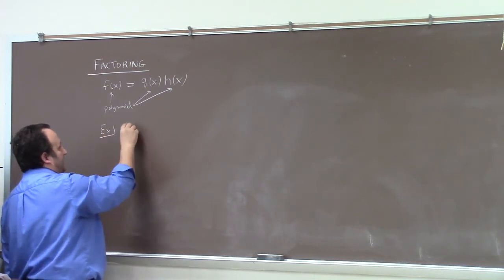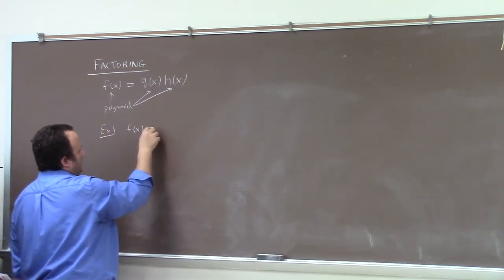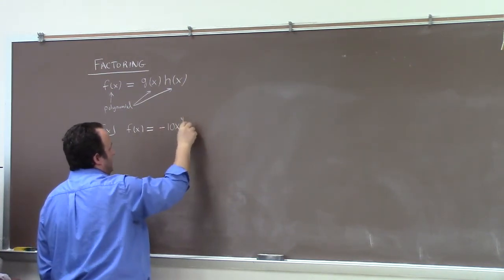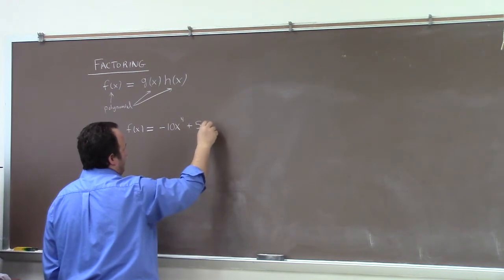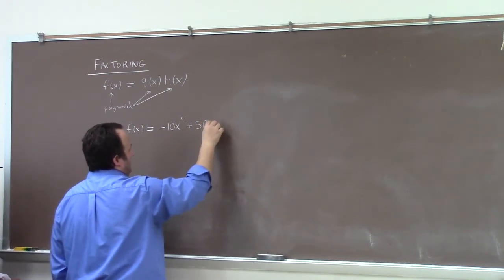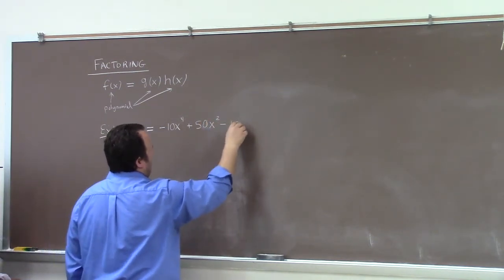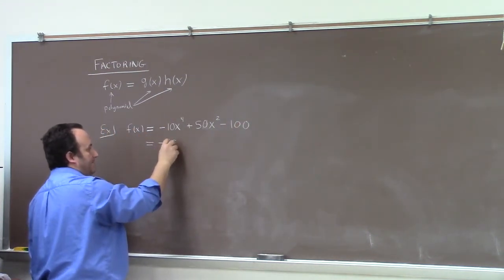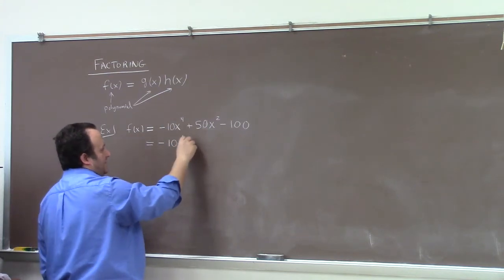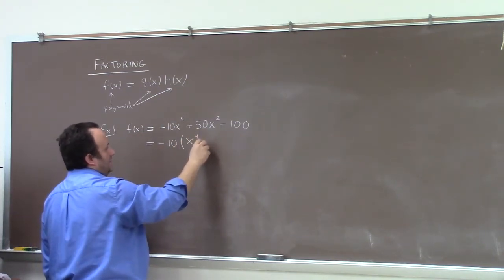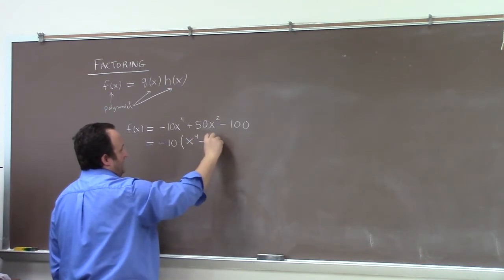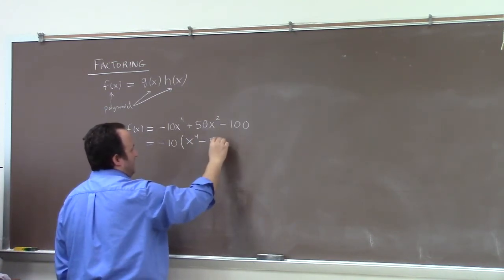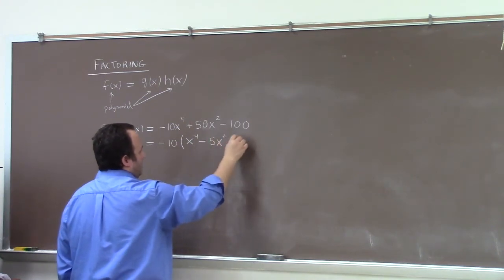I could have something like f of x equal to minus 10x to the fourth plus 50x squared minus 100. And if I was to factor out minus 10, that would give me minus 10 times x to the fourth minus 5x squared plus 10.